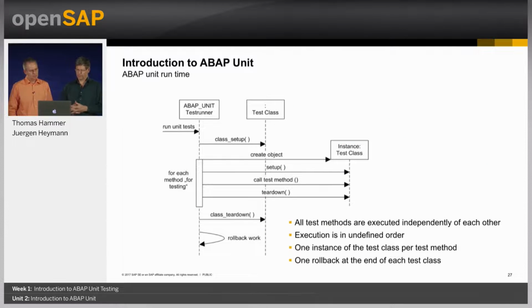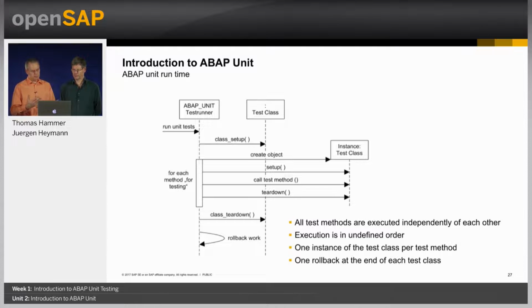And now the big overview. Yeah, now we come to the runtime. And the runtime, you start your test with an ABAP unit runner. And the first thing it does for each test class, it calls the class setup on this class. And once it did that, it creates an object out of that class and runs the setup on this instance.